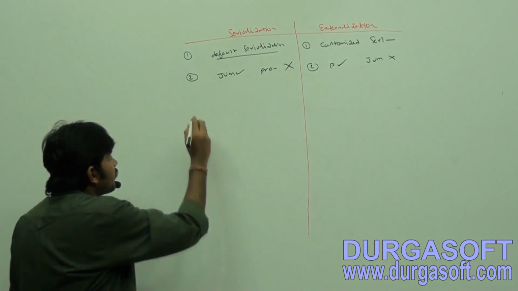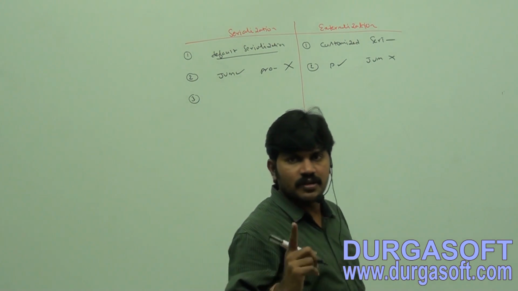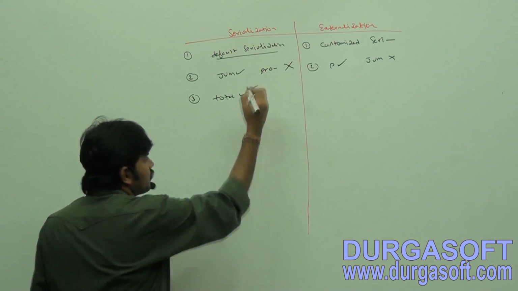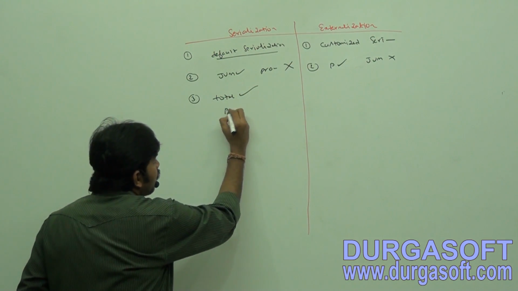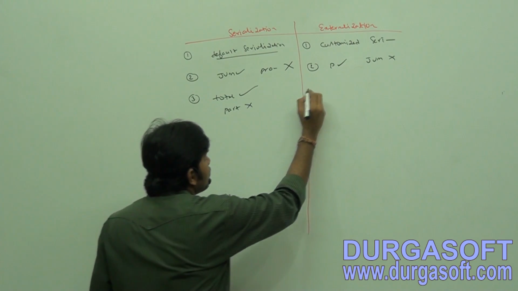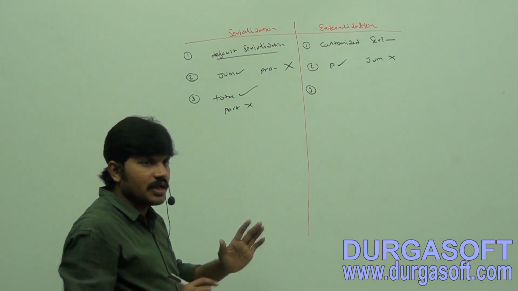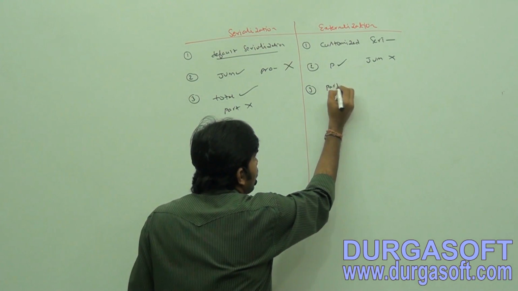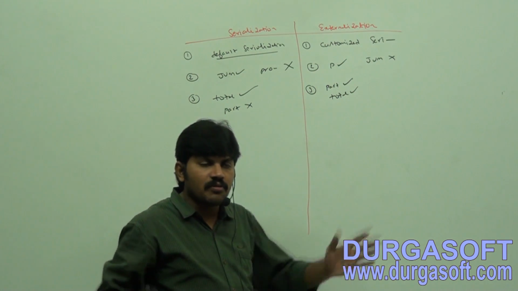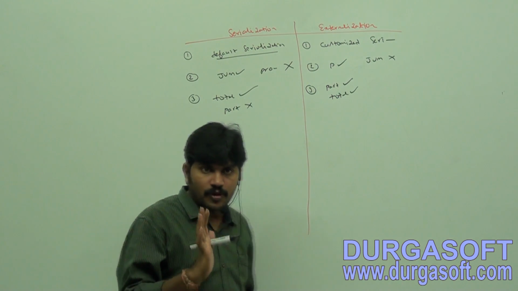Okay. Next, in serialization, it is always possible to save the total object to the file, and not possible to save part of the object. Are you getting? Next, in externalization, it is possible to save either part of the object or the total object to the file. Based on our requirement, you can save all properties, or only one or two properties, no problem at all.